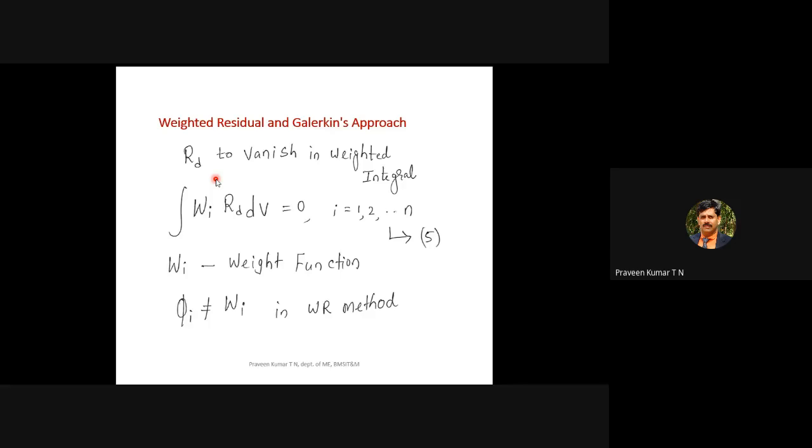The summing of the error at different nodes is nothing but an integration. You are integrating the error, or you are summing the error. Once you sum, the error should be 0. So that's why you are going for the integral function. The integral of Wi, which is one more function referred to as the weight function, into Rd into dV is equal to 0. If it is three-dimensional heat transfer, we have dV. But if it is one-dimensional heat transfer, dV is replaced by A into dx.